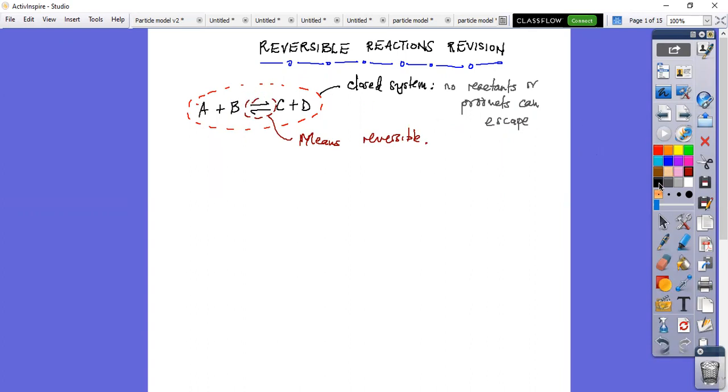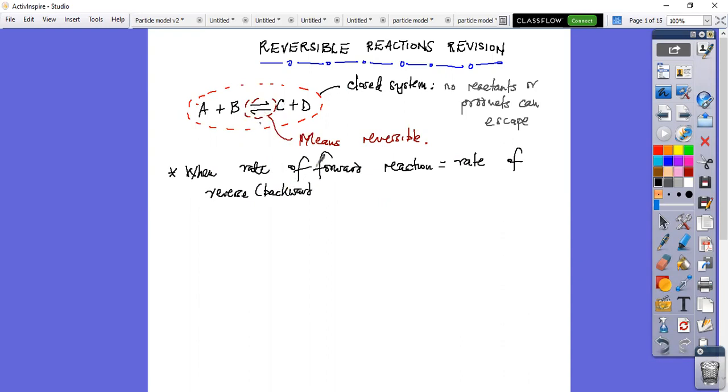Now, if this is a closed system and these reactants are forming these products, at some stage, when the rate of the forward reaction, meaning forming products, is equal to the rate of the reverse or backward reaction, which is this other half arrow, then we have said that at that point we have what is known as dynamic equilibrium.